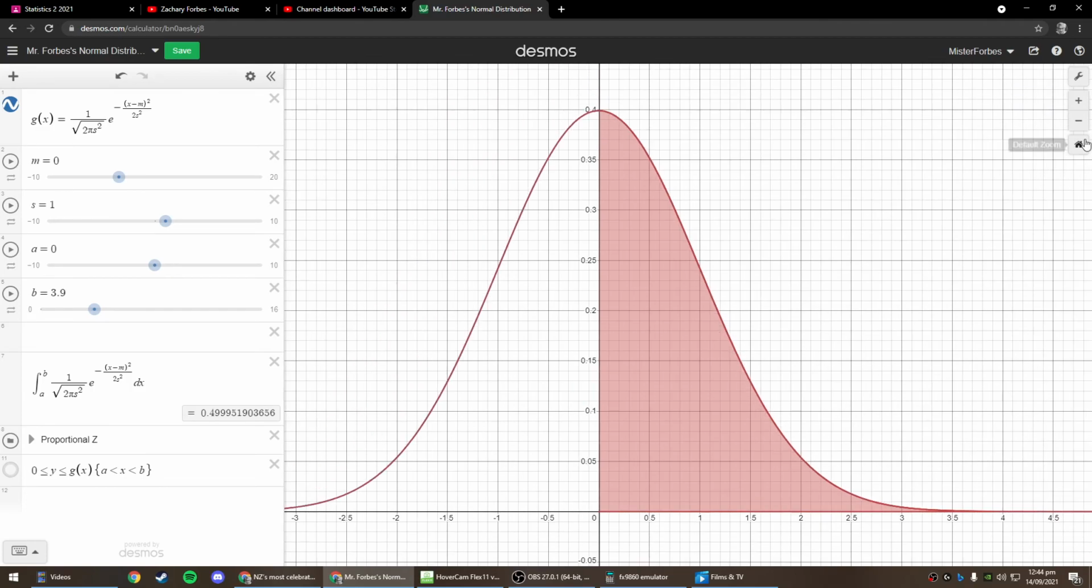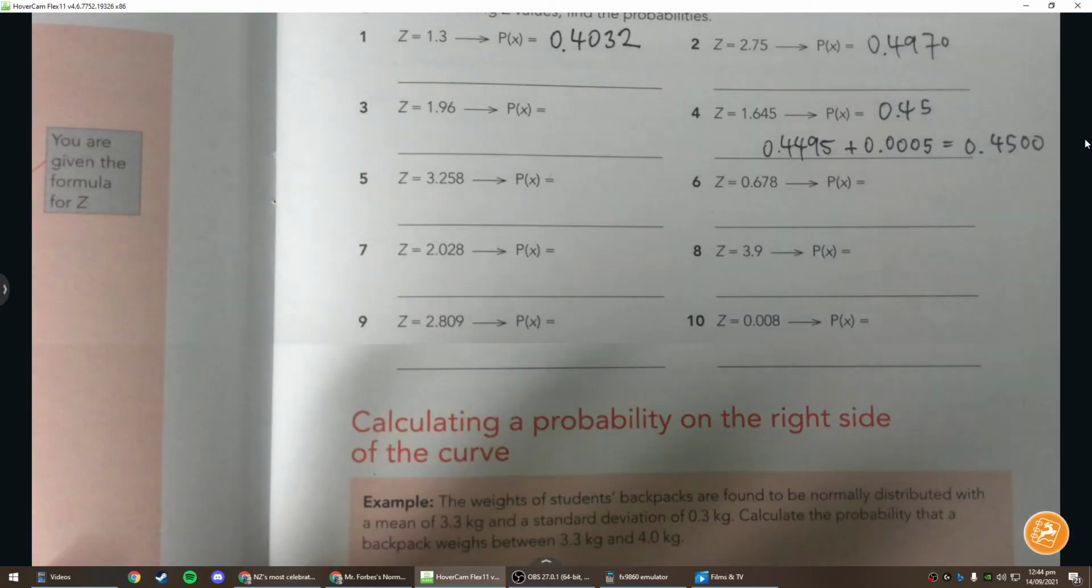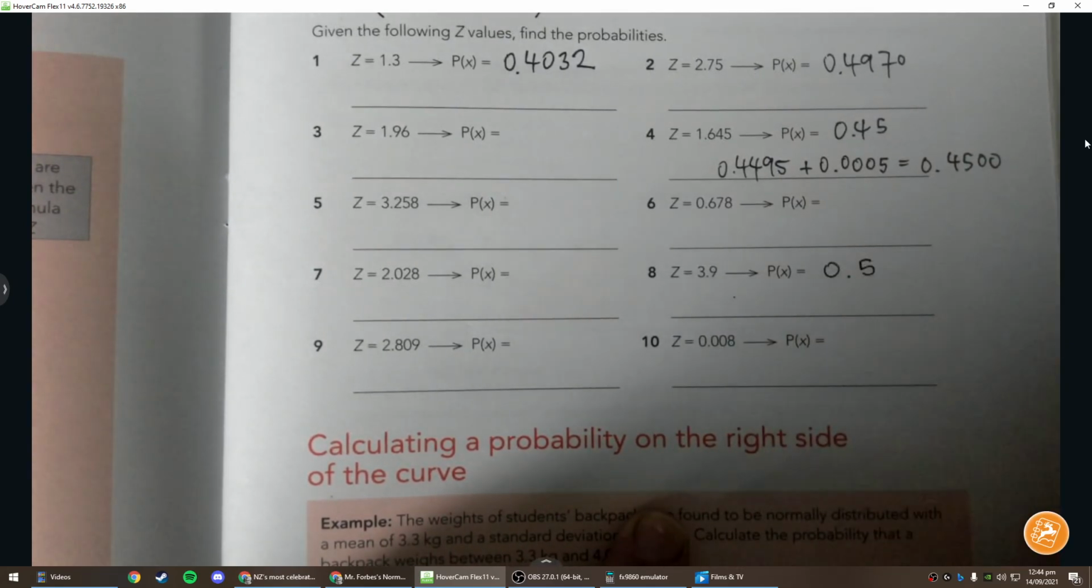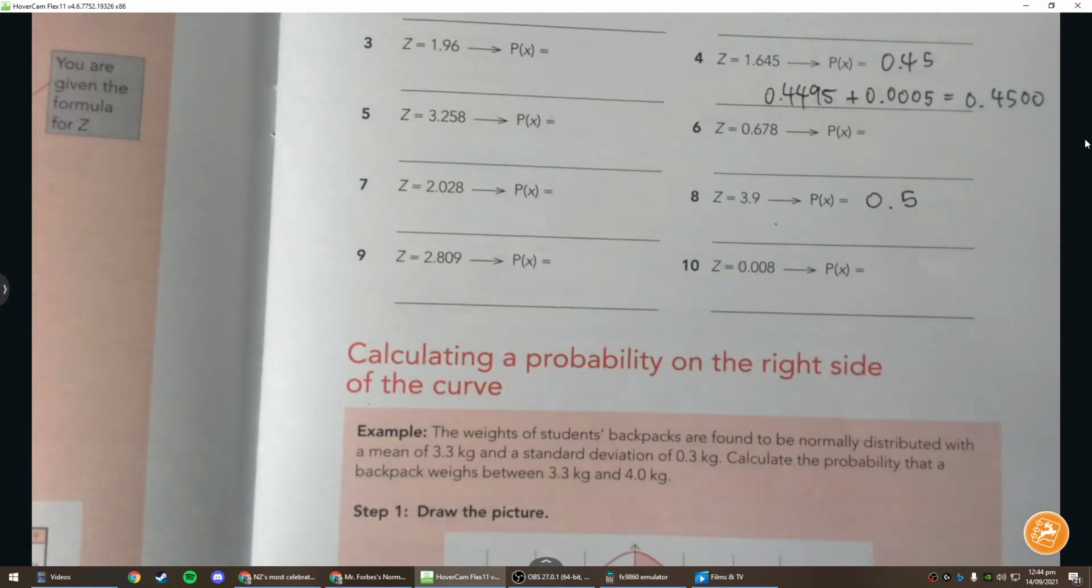So the answer to that one's pretty straightforward. It is 0.5. And I think that should help you guys finish page 21 pretty easily.